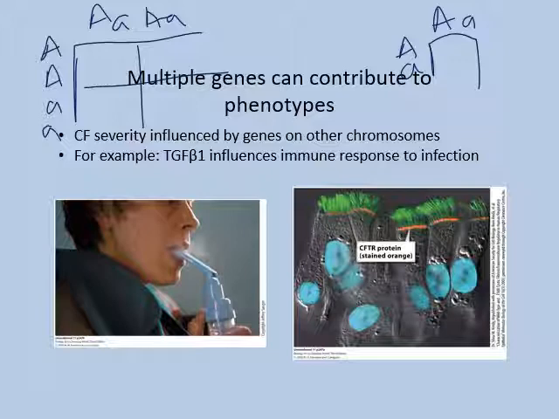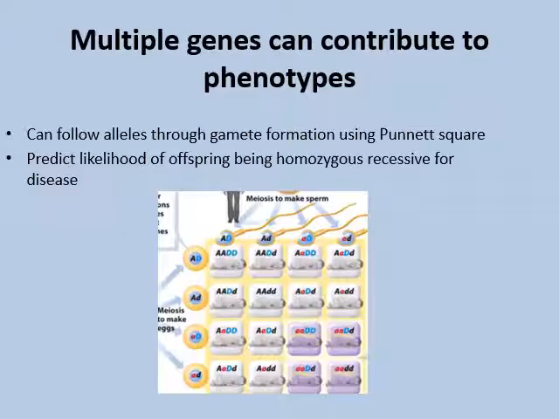It does get more complicated, but keep in mind that multiple genes can contribute to phenotypes. And this definitely comes into play with cystic fibrosis as well. Some people have such severe cystic fibrosis that they can barely walk because they can't breathe very well. They die at a much earlier age. And some are okay, like this girl in the chapter who can actually run, and she had to train herself up to run. But again, it's influenced by multiple genes. For example, TGF beta 1 influences the immune response to infection, so if you have that, you're able to fight off infection a little bit easier.